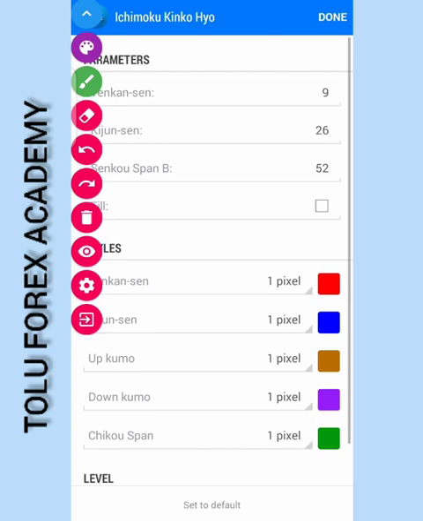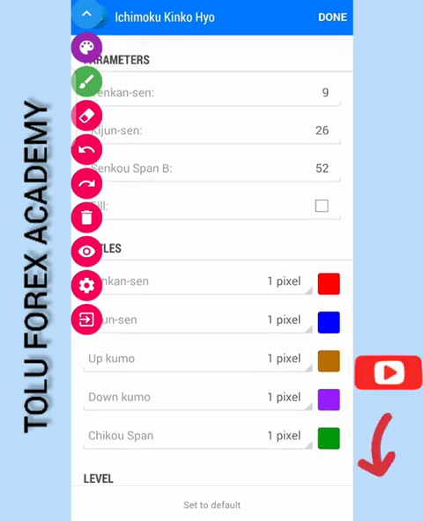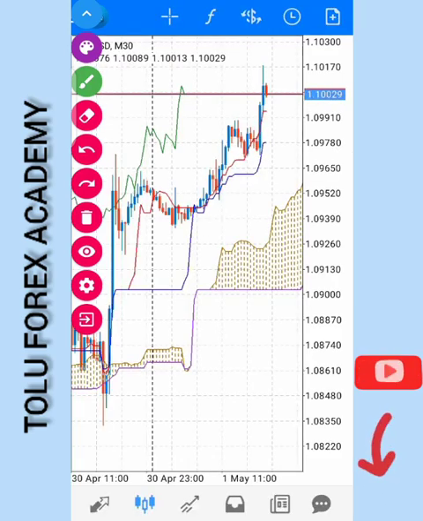So I select it, and when I select it, it opens this place for me, where I will be able to add the Ichimoku indicator. What we do is set it as default. So I just click on default. Probably you've changed the parameters here before. So you just select default and then click on done at the top right corner. So it has added the Ichimoku indicator to our chart.